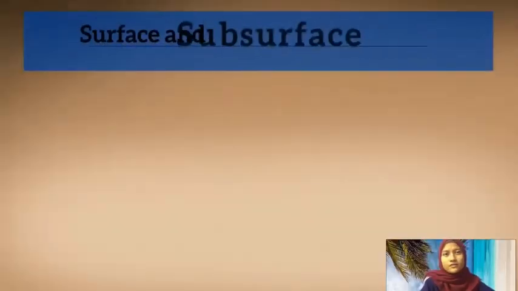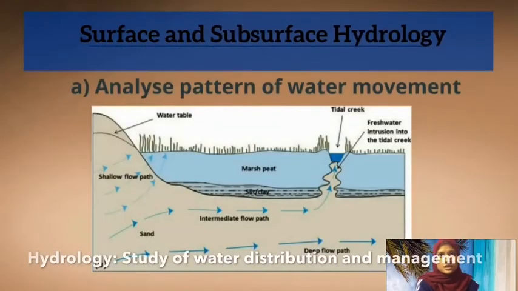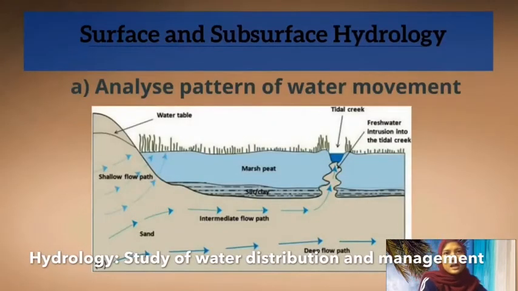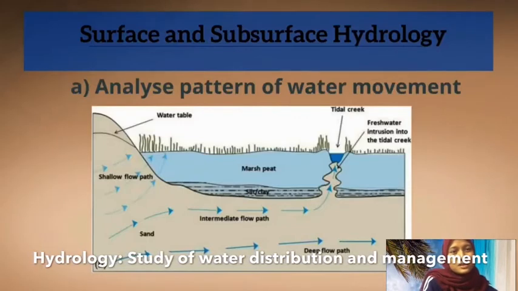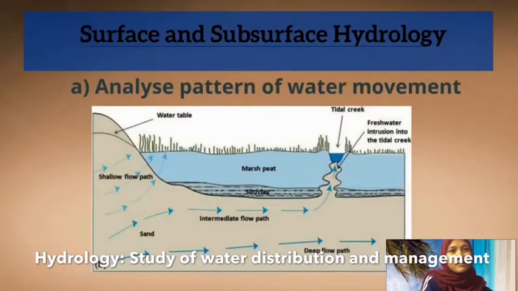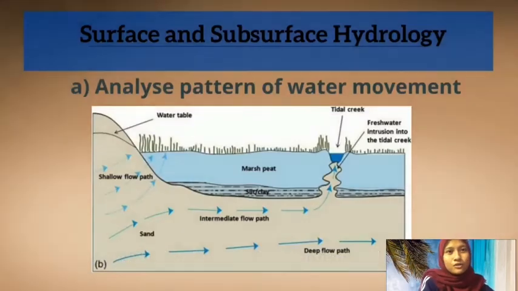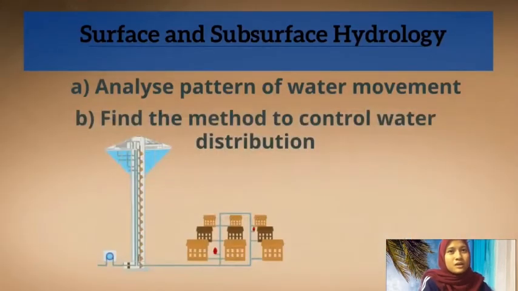Okay, next is surface and subsurface hydrology. Firstly, we can analyze the pattern of water movement. We need to analyze it because we need to ensure that the place is safe from flood or not. And the second one is to find the method to control water distribution. Water distribution is important because we need to deliver the water to the consumers who are in our facility.